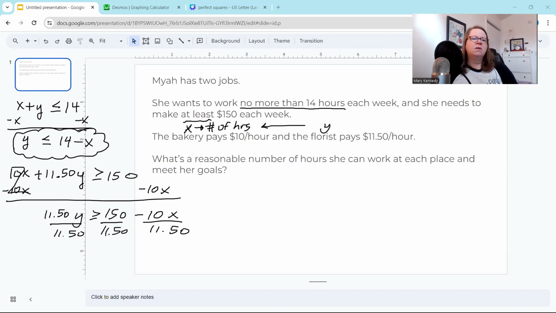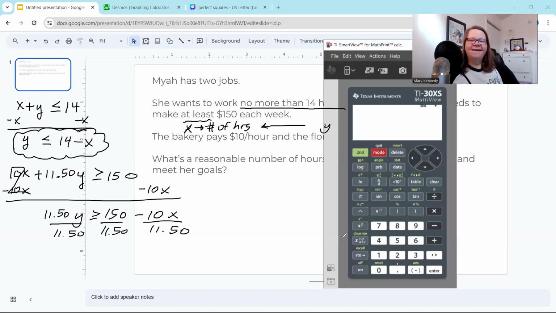So, calculator. Let me drag that over here. And let's see, 150. Let me turn off my pen. 150 divided by 1150 is 13.04, or 300 over 23. All right, well, we're going to approximate.